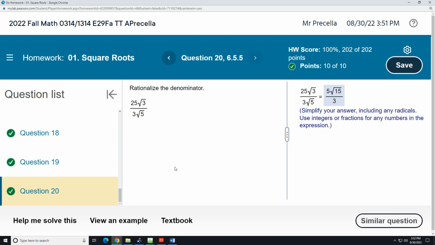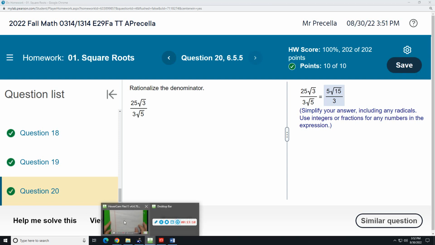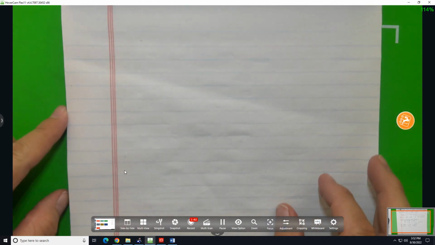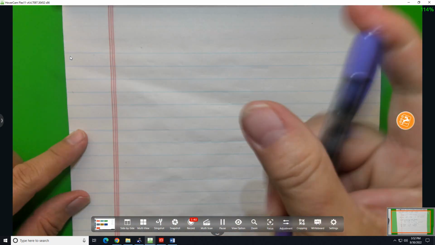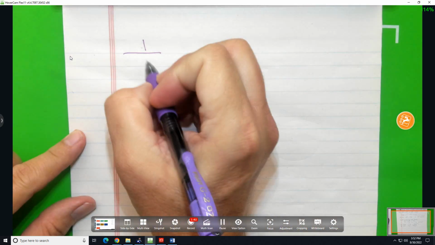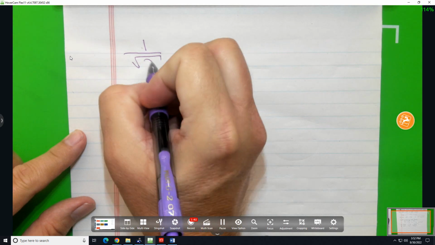Hey, I have an idea. This pops up a lot in some classes. Let's rationalize one more example, and then we're going to call it quits. Number 352: 1 divided by the square root of 2.